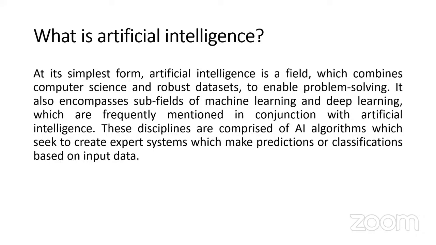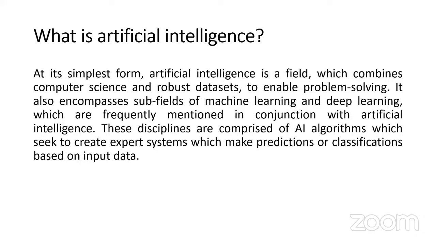But when we say artificial intelligence from today's perspective, it involves machine learning, deep learning, data science, all these different technologies. That's why the first line is written like that: it combines computer science and robust data sets to enable problem solving. So it is used for problem solving, and it also encompasses subfields of machine learning and deep learning, which are frequently mentioned in conjunction with artificial intelligence.